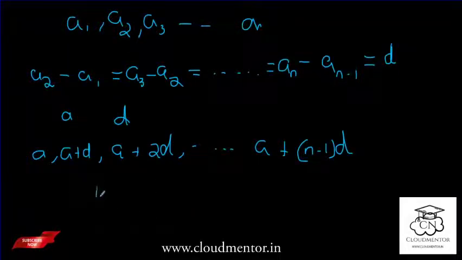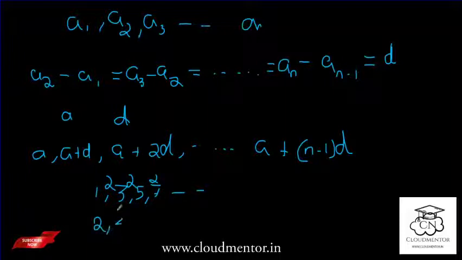For example, 1, 3, 5, 7, etc. Here the common difference is 3 minus 1, that is 2. Okay, the common difference here is 2. These are the odd numbers, and another example is 2, 4, 6, which are even numbers.